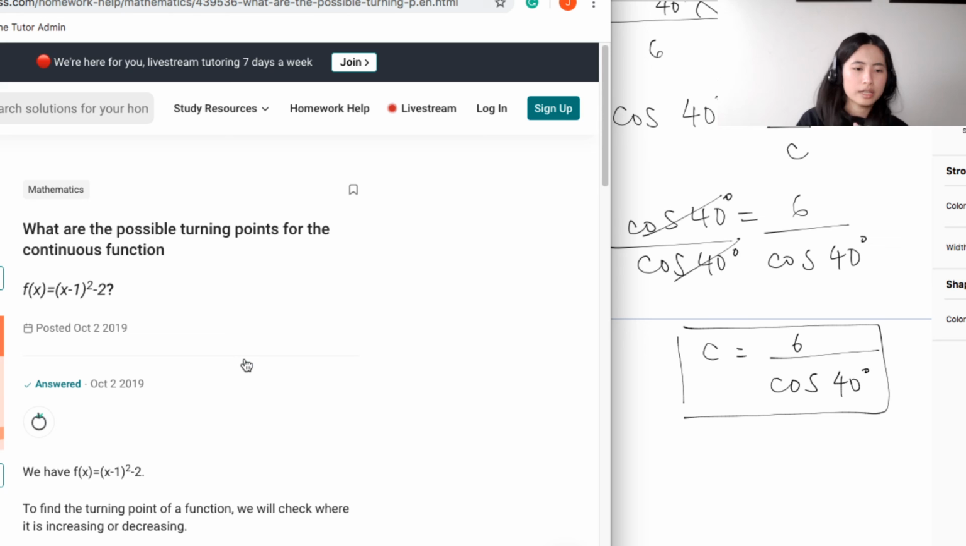So the solution is correct. Okay, great. Next question, it says, what are the possible turning points for the continuous function?